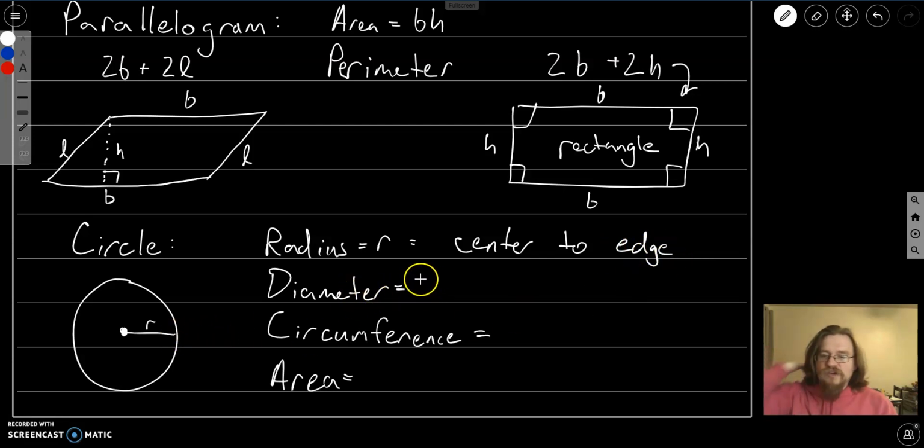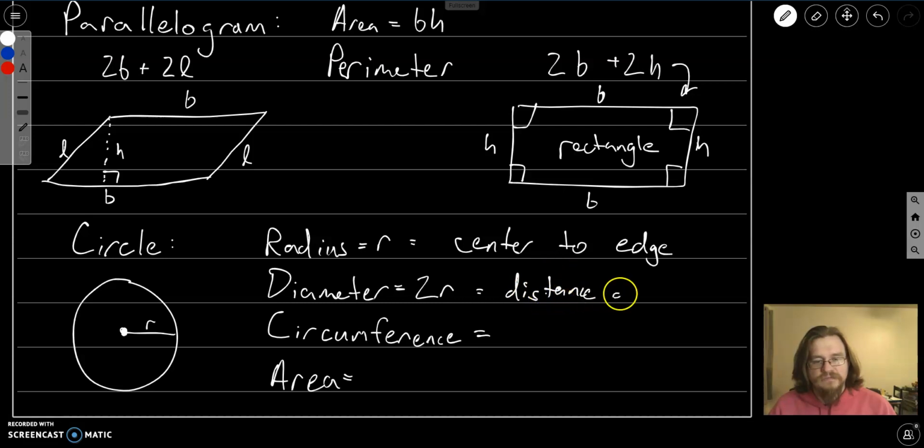Diameter is going to be twice the length of the radius, and it's going to be the distance across. So the distance from one side of the circle to the other side. And what you'll notice is that if I start on one edge of the circle and go all the way across through the middle to the other side, I've gone from the outside to the center, which is r, and then from the center to the outside, which is again r. So that's just 2 r's. So it makes sense that the diameter should just be 2 times the radius.